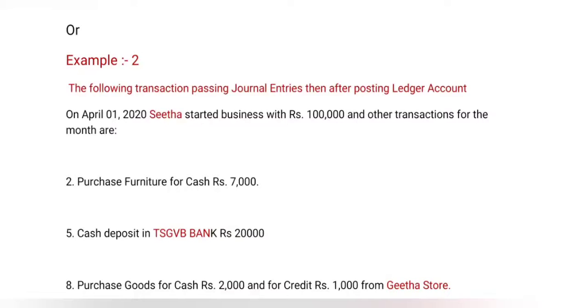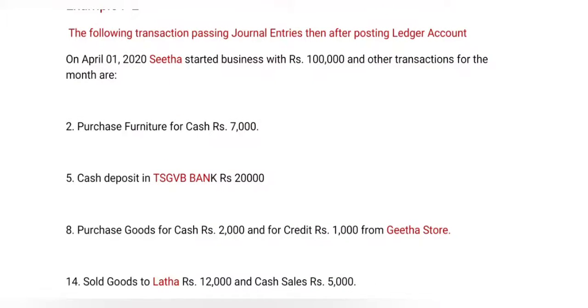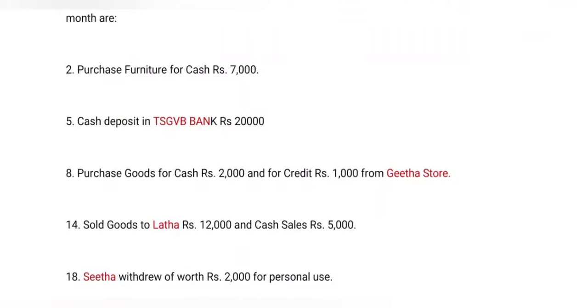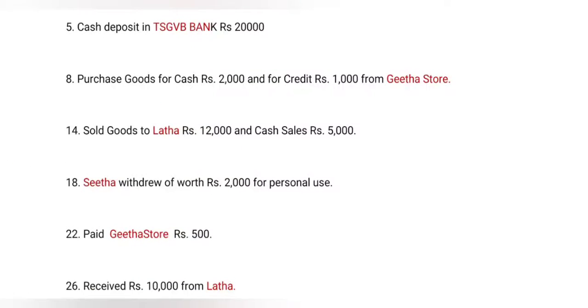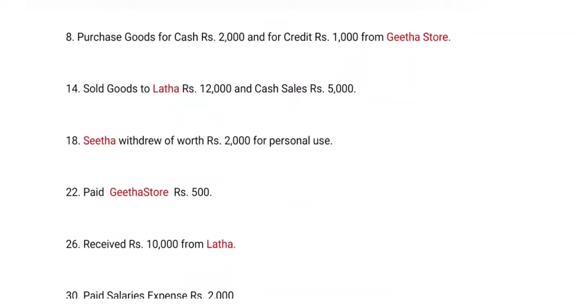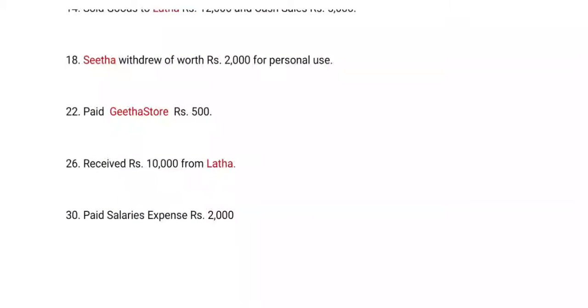In this business we have the transactions of purchase of furniture, cash deposit, credit purchase and cash purchase, and sales of goods entered. Then Sita withdrew, which is a drawings journal entry, and paid Gita stores by cash, which relates to bills payable for the company. We also enter this entry. Now received amount from Lata, and we also made this entry in the previous class. Paid salaries and expenses 2,000. So now we are going to prepare the journal entries.